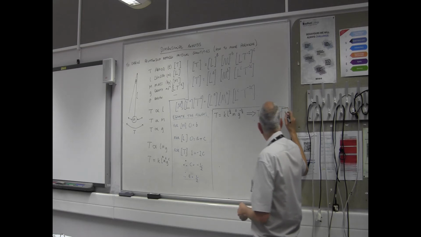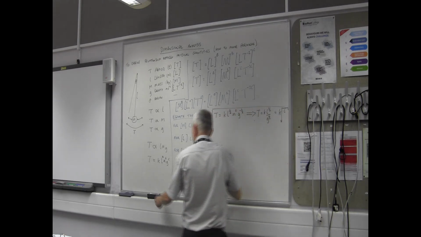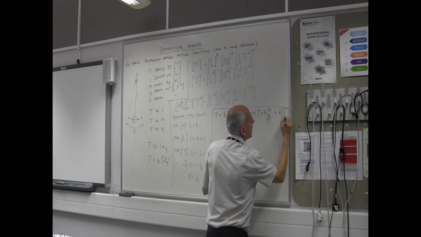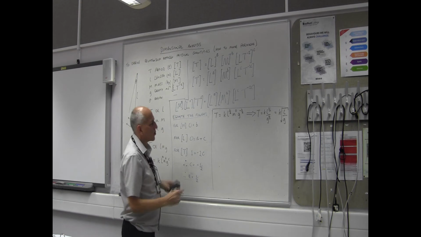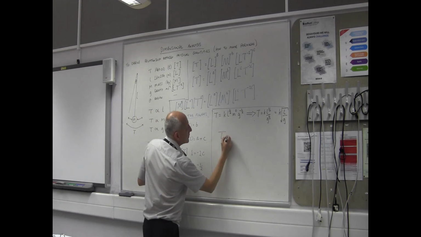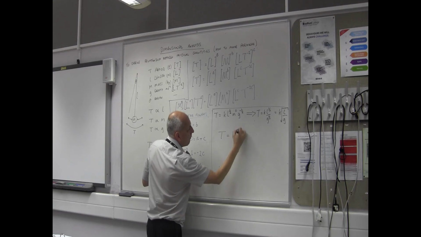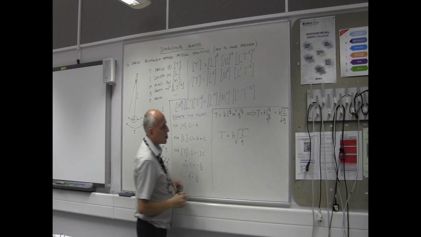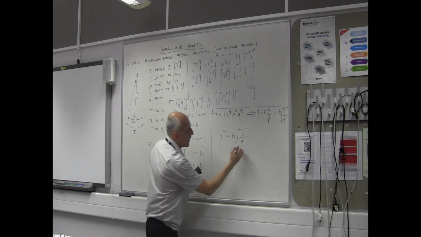I've just got enough room. L, make that a bit bigger than that. L over G. So our formula is this. Make it big. Okay, square root of L divided by G, which is just working that through the maths of that.